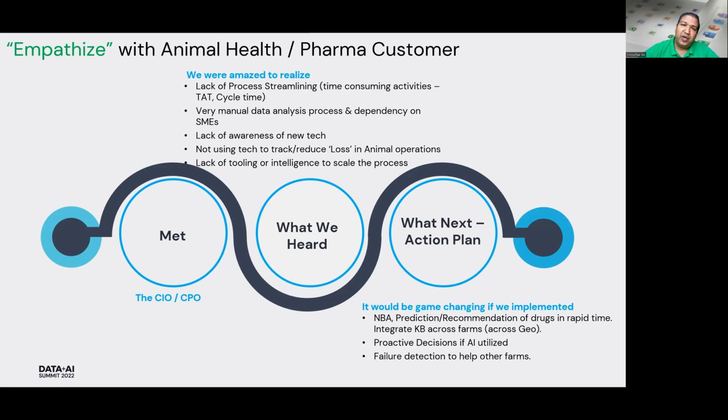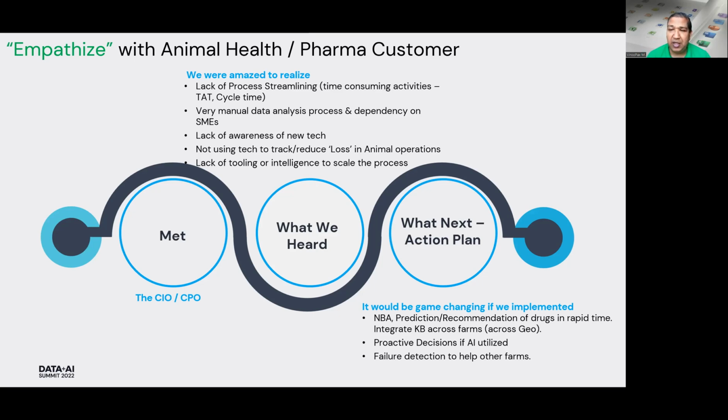Lack of awareness of new tech, of how they can use that tech, and then not using the tech to actually track and reduce the loss in animal operations. Lack of tooling or intelligence to scale the process. All of this, we heard quite a few different stories around this. Now, what's next, right? What's the action plan for all of this?